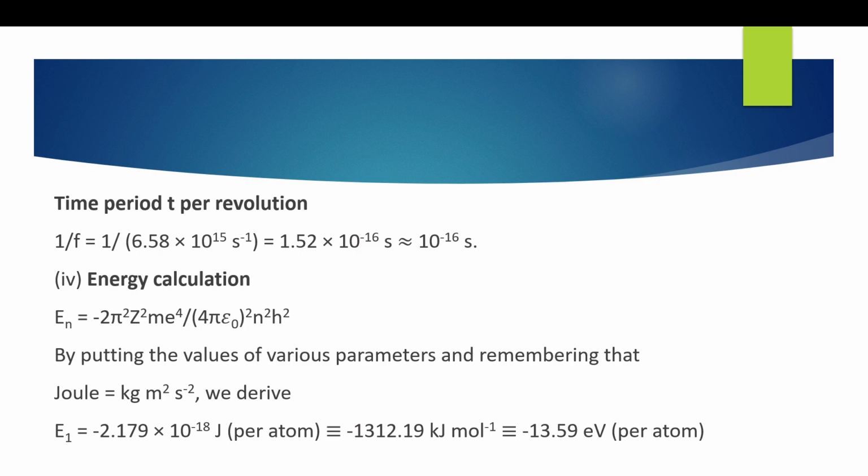Time period t per revolution is 1 upon f. By putting the value we calculated for f, we get the result which is nearly 10 to the power minus 16 second.